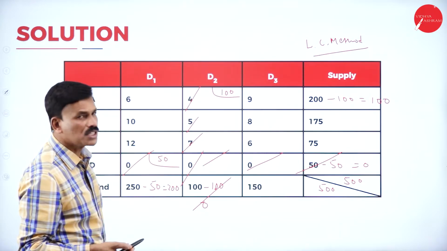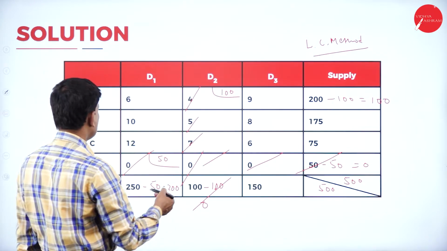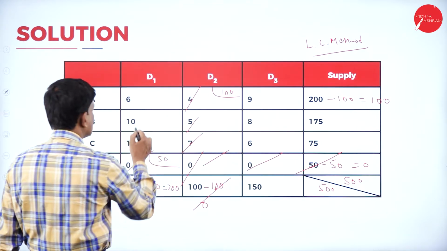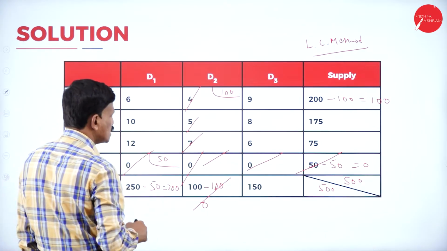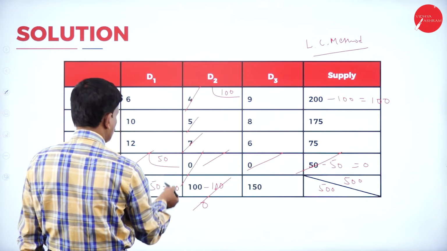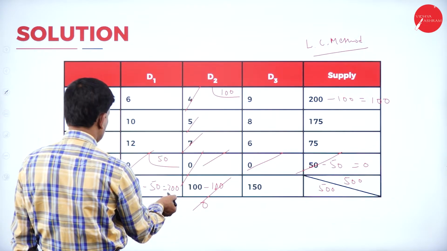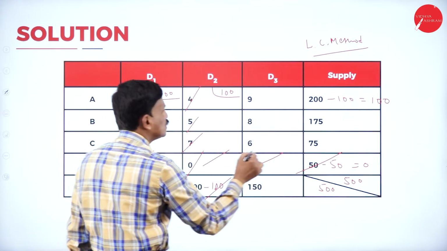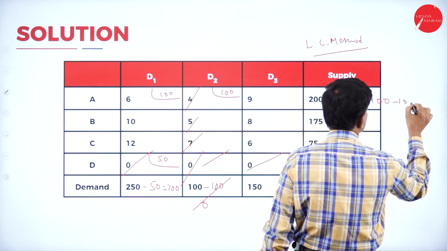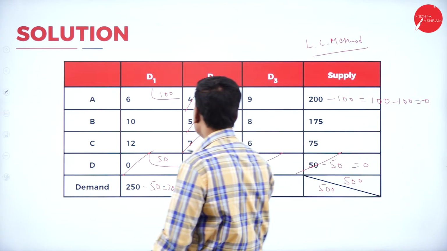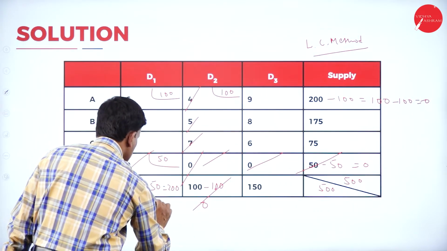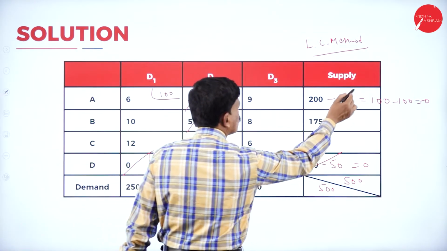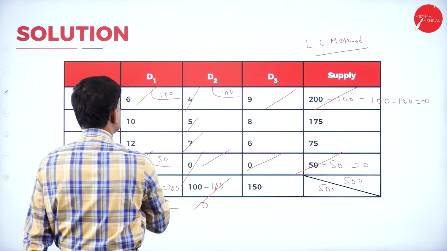Now, go to the next least value. Next least value is 6. We have 2 6 values here. One is here, one is another 6. I can consider this 6 and allocate. What is the minimum value? 200 is the demand and the supply is 100. You can allocate 100 here. Then this becomes 100 minus 100 is equal to 0. We are allocating 100 for this. So, what is left over is 100. Once this becomes 0 means we can cancel this.